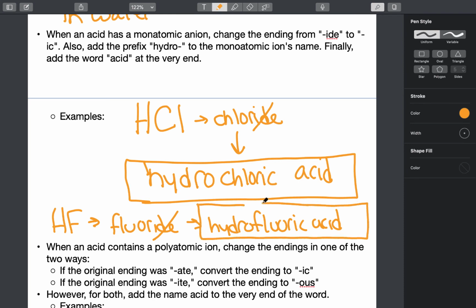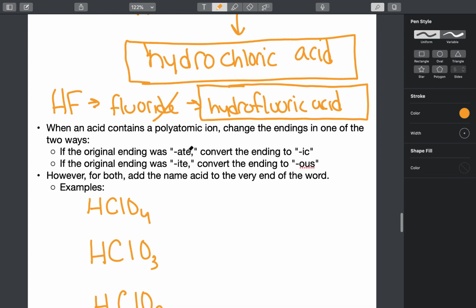So hydrofluoric acid. And that's how you name acids with monoatomic anions, okay? All right. So when an acid contains a polyatomic anion, it depends on the anion that you're talking about. So if the original ending was "ate," you convert the ending to "ic," and if the original ending was "ite," convert the ending to "us." However, for both, you have to add the name acid at the very end of the word.